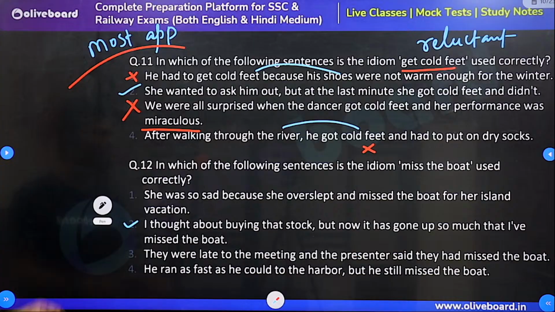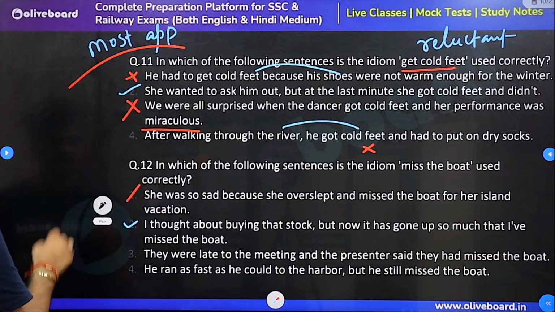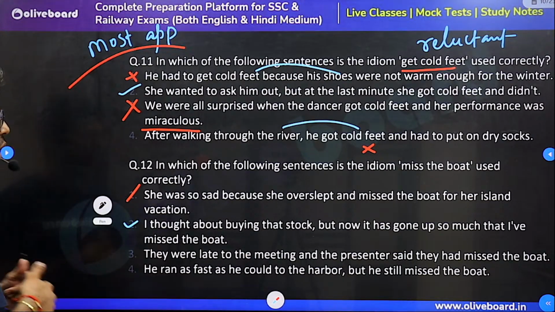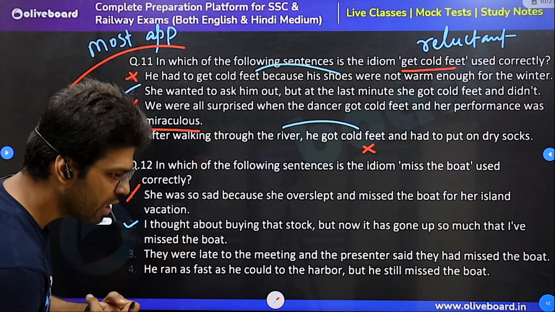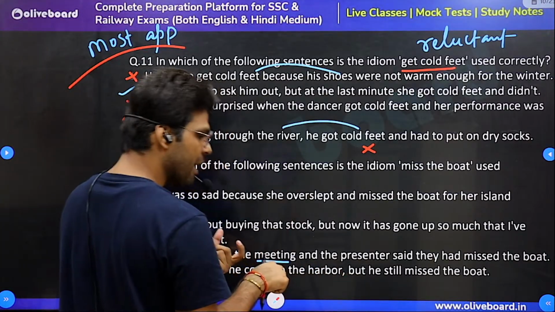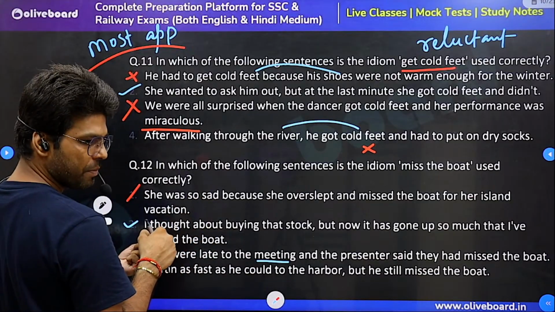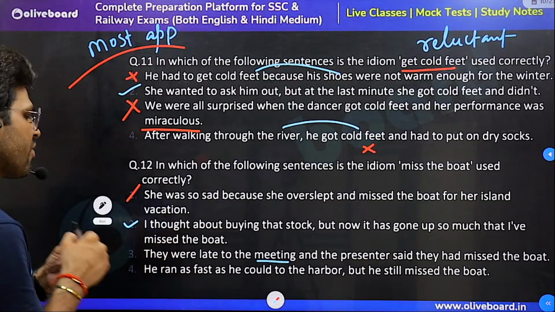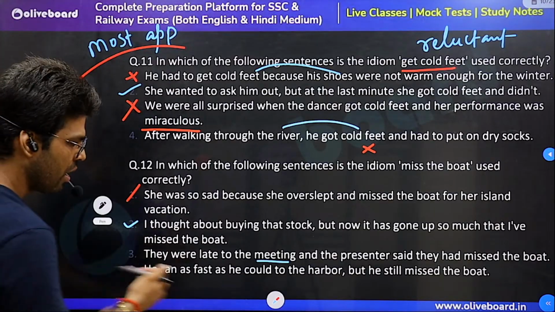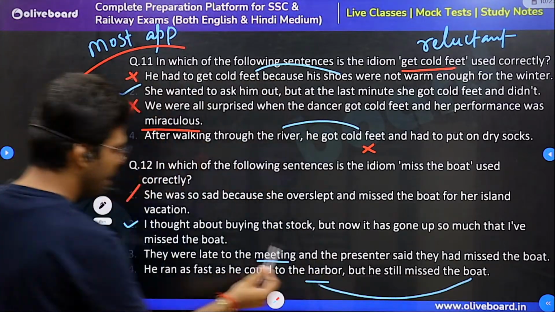Okay, missed the boat, missed the opportunity. She was so sad because she overslept and missed the boat for her island. That's the literal meaning. They were late to the meeting and the presenter said, you have missed the opportunity. A meeting is not an opportunity. It has an idiomatic meaning, but not precise. He ran as fast as he could, but he missed the boat, harbor. No, it's not the idiomatic one.